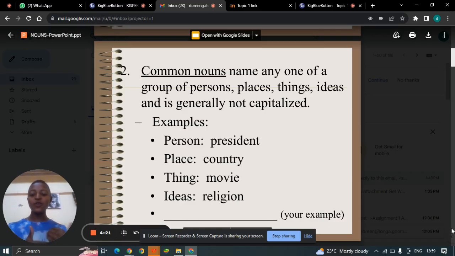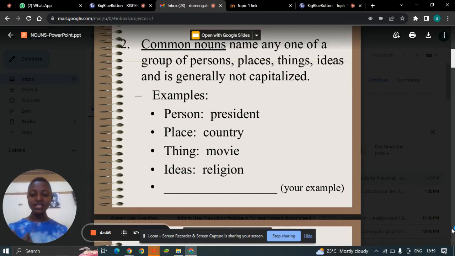The general term of a place, for example, a country. You have not specified the country you're talking about. The general name of a thing, for example, a movie. Which type of movie are you talking about? If it is an idea, religion, you're not specific to which type of religion, because maybe it can be Christianity, it can be Muslim, etc.